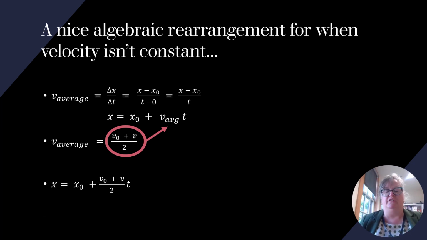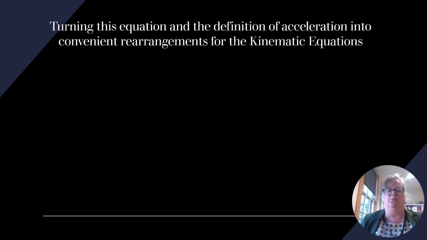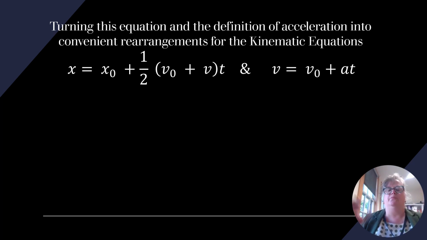the equation that you see here, which can be rearranged to the super convenient version of x final is equal to x initial plus 1/2 the quantity v initial plus v final times time. So we're going to use that equation and combine it with the definition of acceleration to get our last two kinematics equations. So here's our two equations that we're going to use. Remember, our v final equals v initial plus at is just that convenient rearrangement of the definition of acceleration.